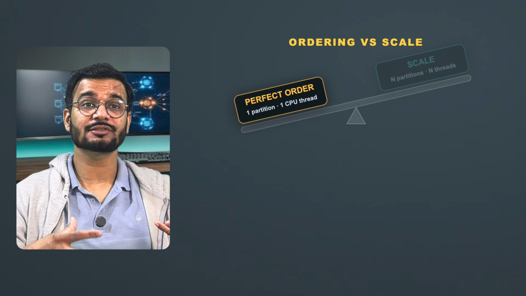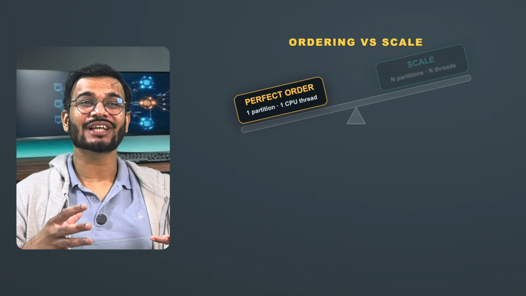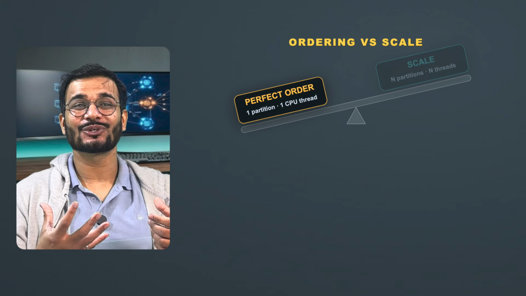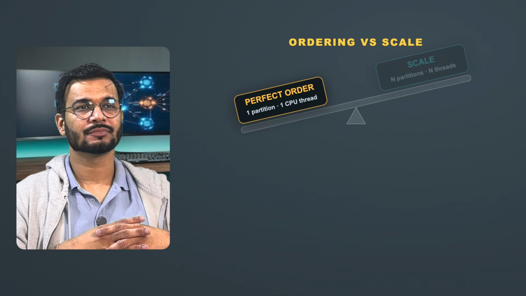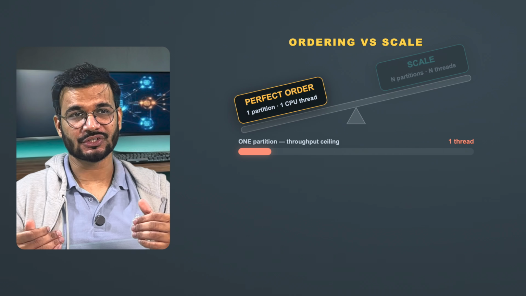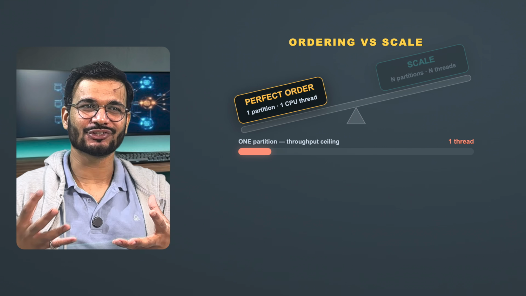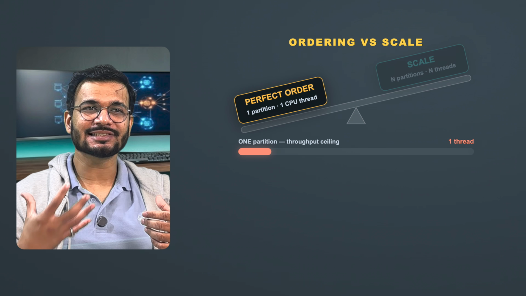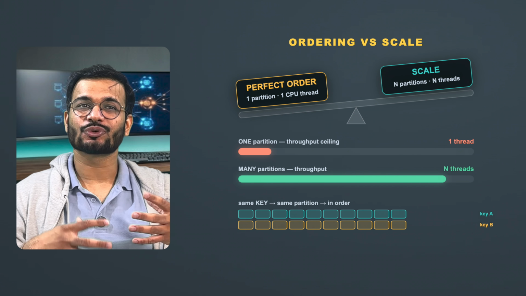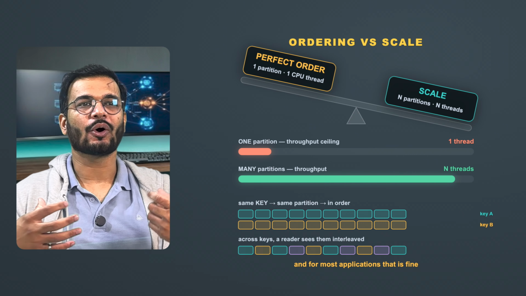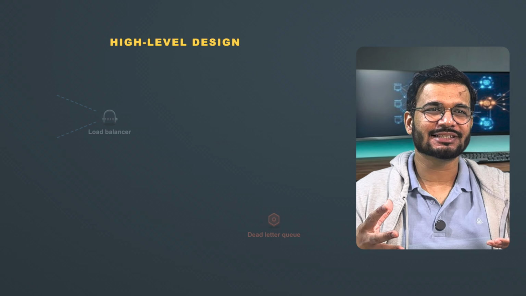Now, the global ordering versus partition ordering. This is where most candidates slip. Global ordering requires one partition. One partition is equal to one CPU. That is not scalable. Now, that ordering row is worth pausing on. If you need global ordering, every message in sequence, you must use a single partition. A single partition means a single CPU thread writing to it. That's your throughput ceiling and it's low. In practice, you accept per partition ordering. All messages with the same key go to the same partition and arrive in order. Different keys might interleave. For most applications, that's enough.